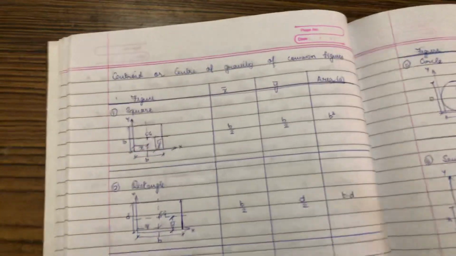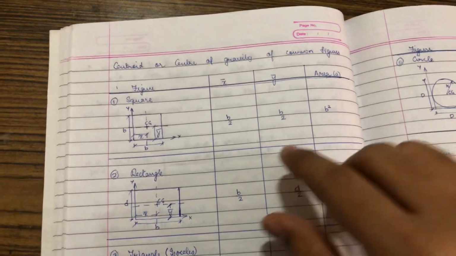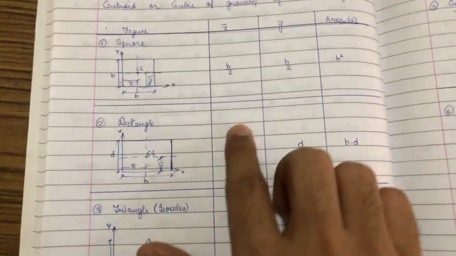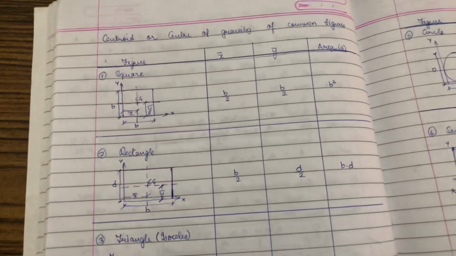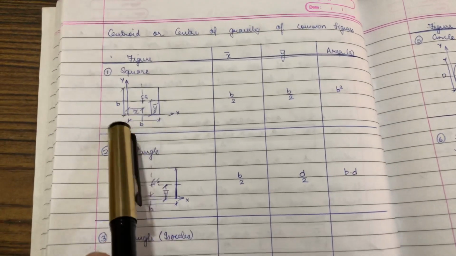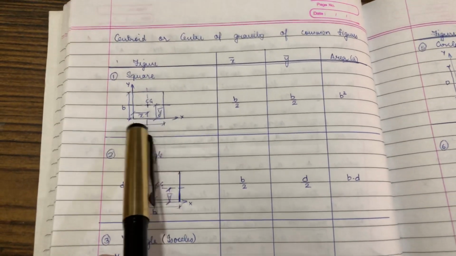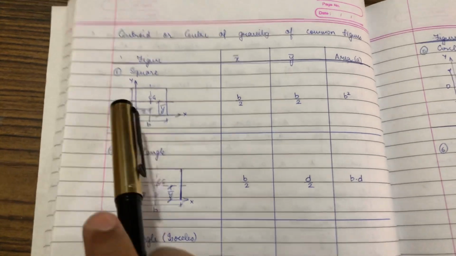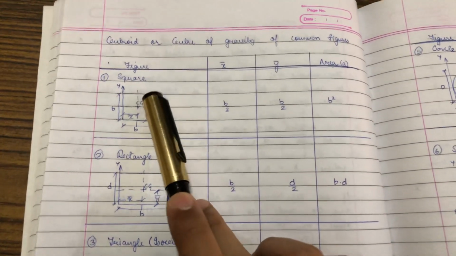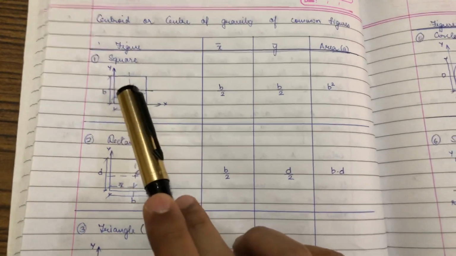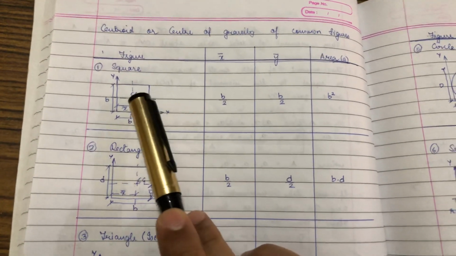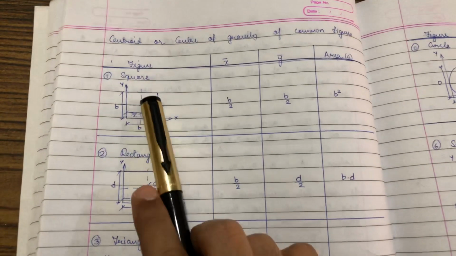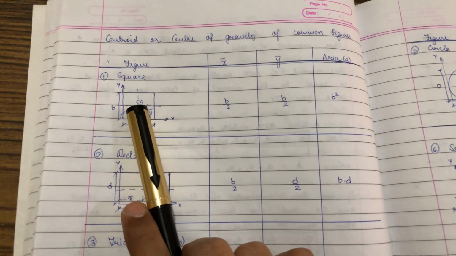Now, coming to centroid or center of gravity of common figures. You can see this is a square figure having base B. A square will have the same sides. Suppose the sides are B. This is known as the axis of symmetry. The point where the axes of symmetry meet is known as the centroid. It is denoted as CG.